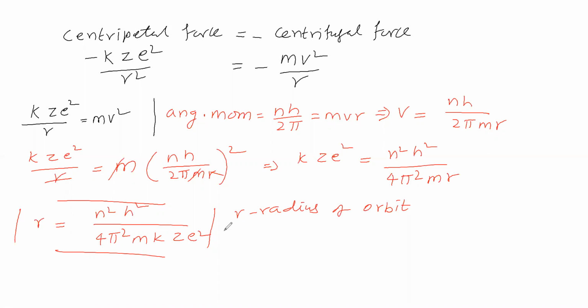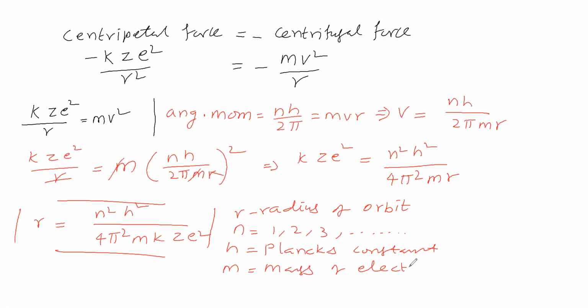Then n is a positive whole number, 1, 2, 3. It takes a positive integer. h is Planck's constant. Pi value, you know. m is the mass of electron. How do we say m is the mass of electron? m v square by r means centrifugal force. Centrifugal force is felt by which one? The electron is feeling it. The electron is getting centrifugal force.